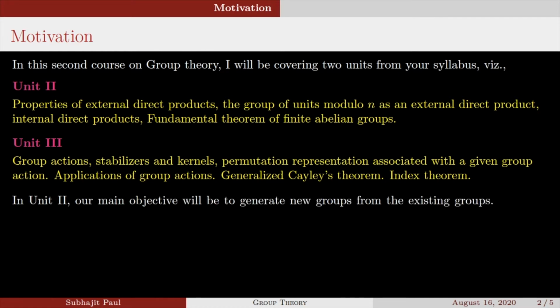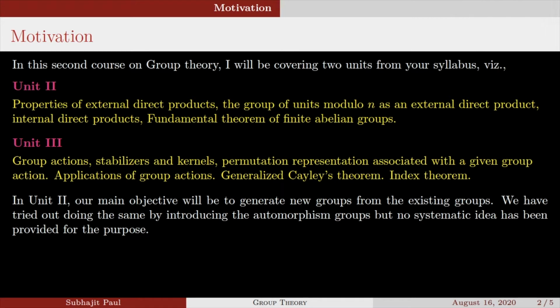Here, in Unit 2, our main objective will be to generate new groups from the existing ones. We have tried out doing the same in your first unit by introducing the automorphism groups. Okay, there in the first unit you are doing your automorphisms. The main objective for introducing automorphism there was to generate new groups from the existing ones. Now you might be wondering why do we need to generate new groups from the existing ones?